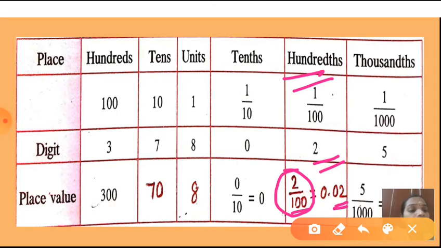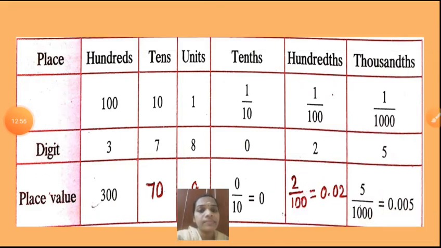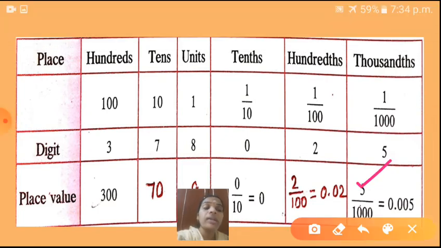And here 5 upon 1000, see here children, 5 upon 1000, what will come? Yes, 0.005. So these 3 you have to fill up and write. So you have to make this tabular column and write like this. Understood children? Shall I go to the next one?